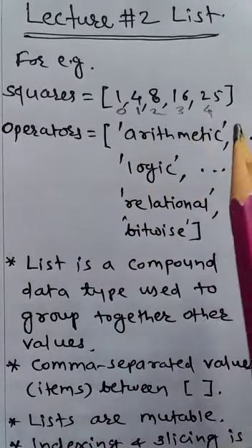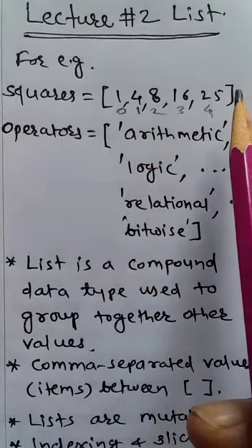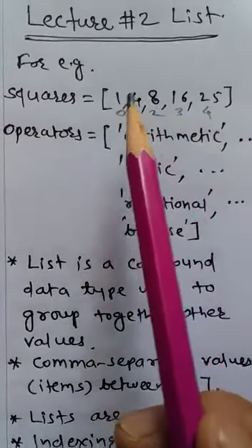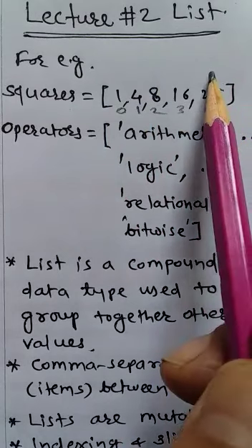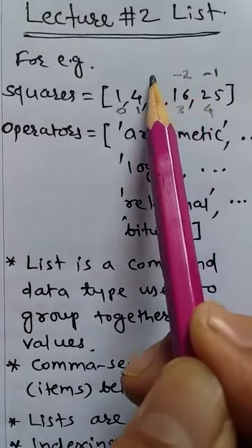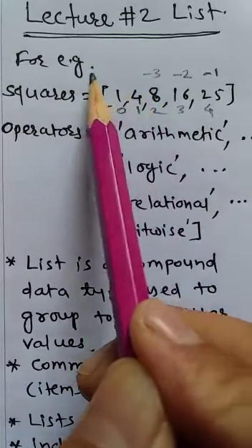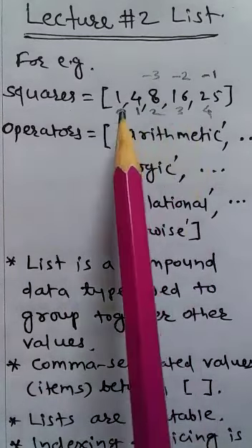Similar to a string, we can read the list from the right side also. When you are reading a list from right to left, the index is similar to a string: the rightmost has index -1, this has index -2, this has index -3 and so on. Now consider another list. This is a list of numbers.